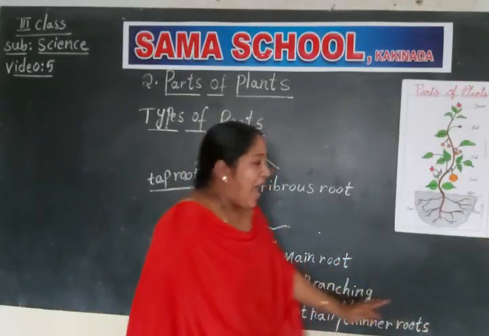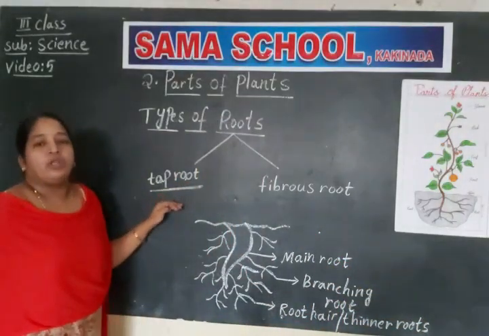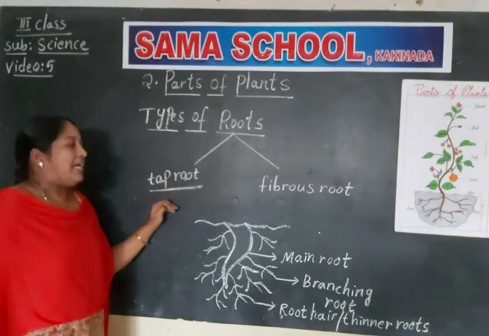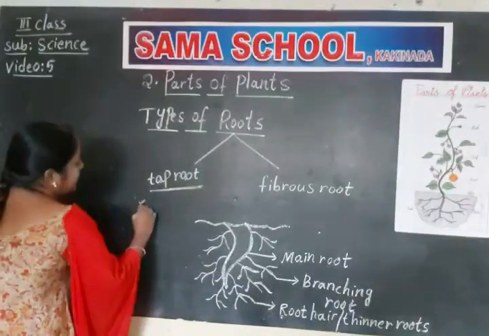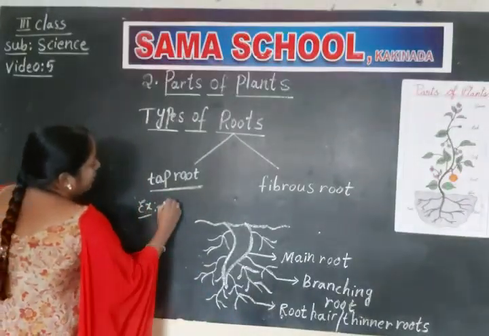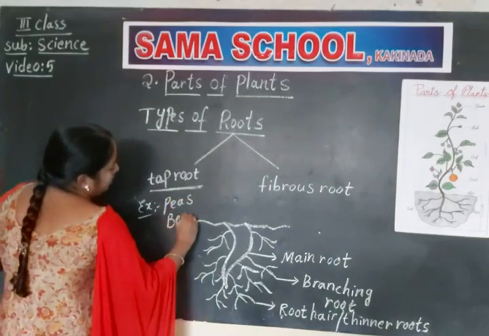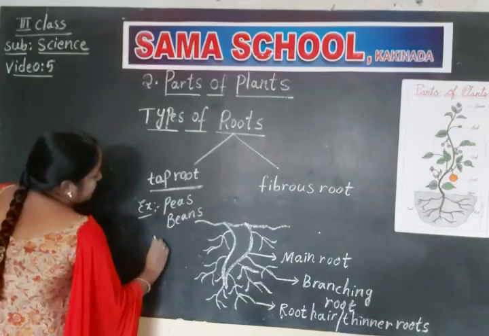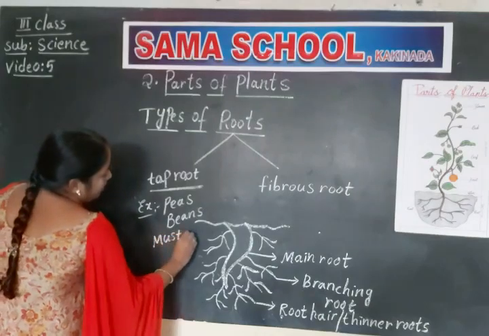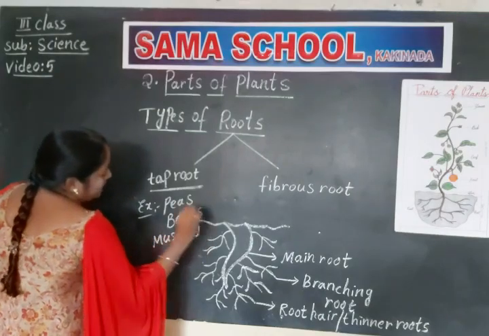Clear, children? And this type of taproot is mainly observed in plants such as, what are the examples of plants having taproot? Peas, beans, and mustard. In Telugu we say avalu.